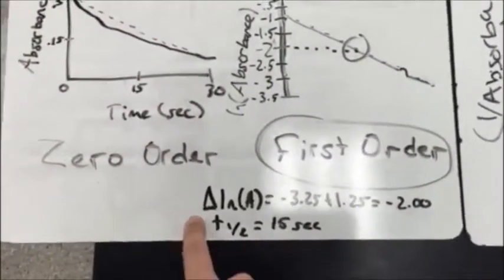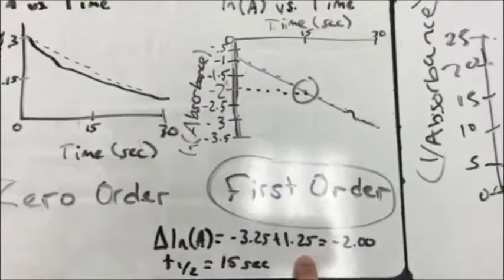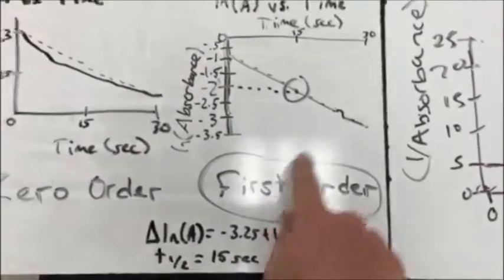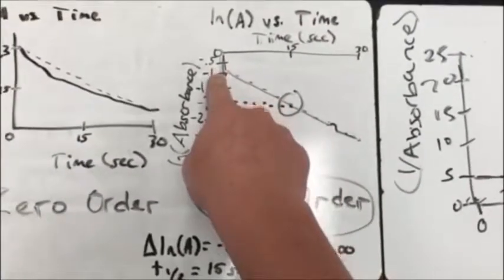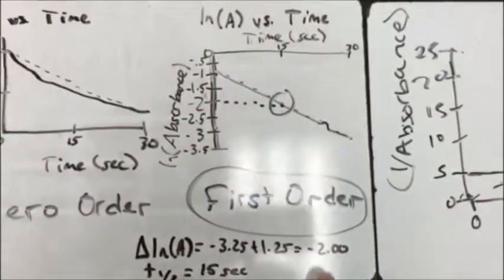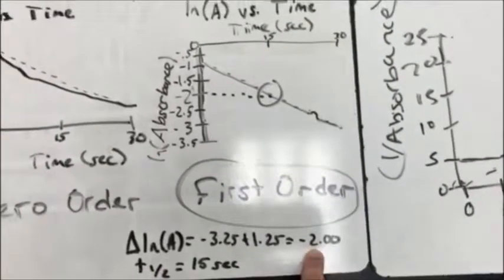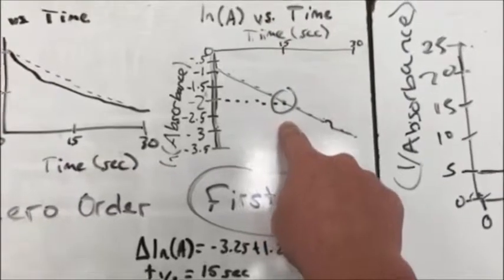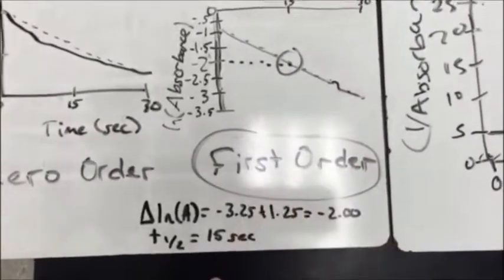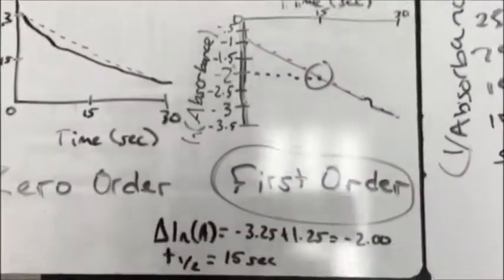And so you can find the half-life from this by taking the final natural log of absorbance versus the initial natural log of absorbance, and you get about negative 2.0. And so you go from here and follow it over, and where it intersects the line is where you have a half-life of 15 seconds.